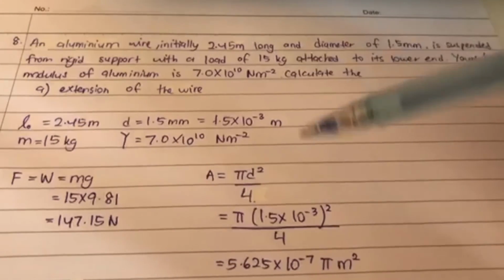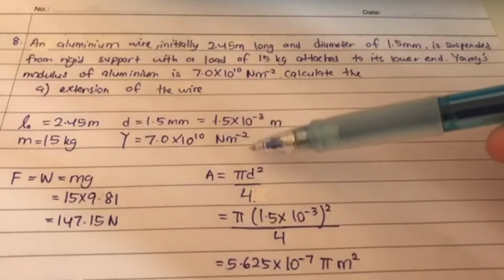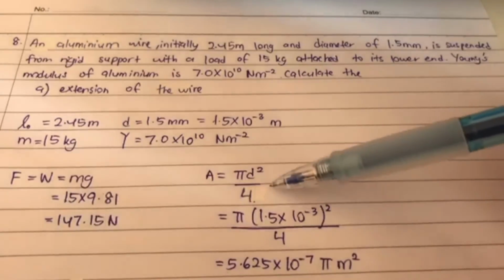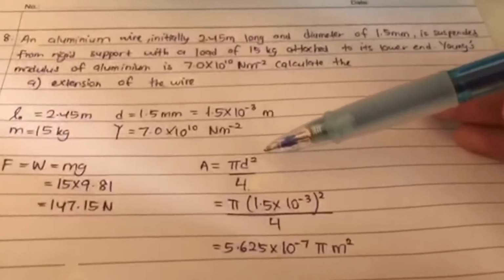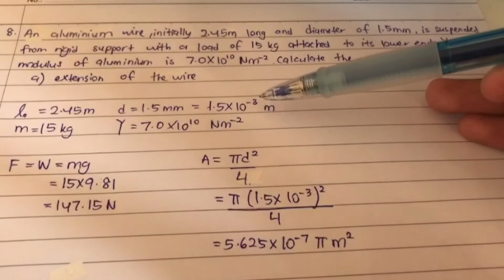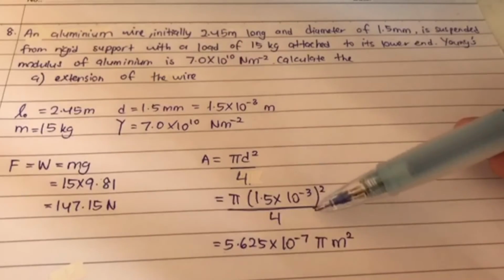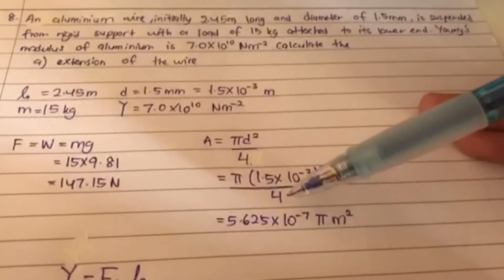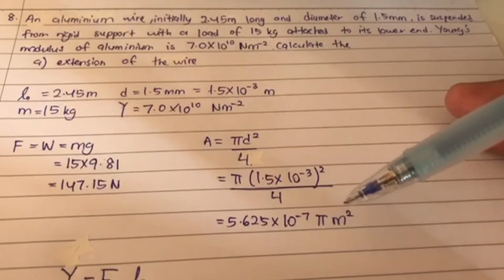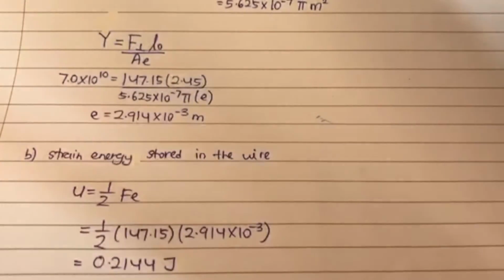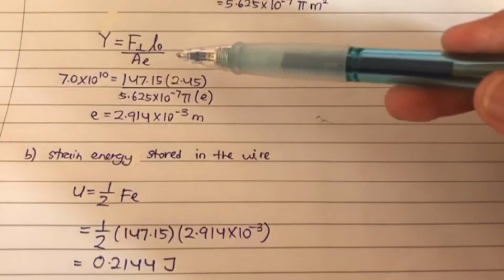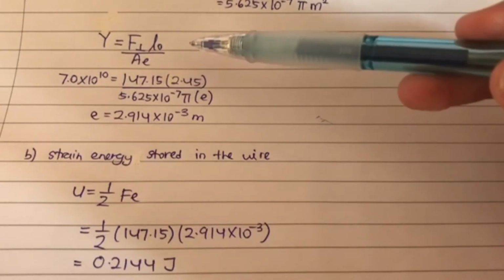And then we need to find the area. So we use the formula pi d square over 4. And then we insert the value of D, which is 1.5 times 10 power of -3 into here, and then we solve. We got 5.625 times 10 power of -7 pi meter square. And after we got the area, we need to use Young's modulus formula to find the extension of the wire.